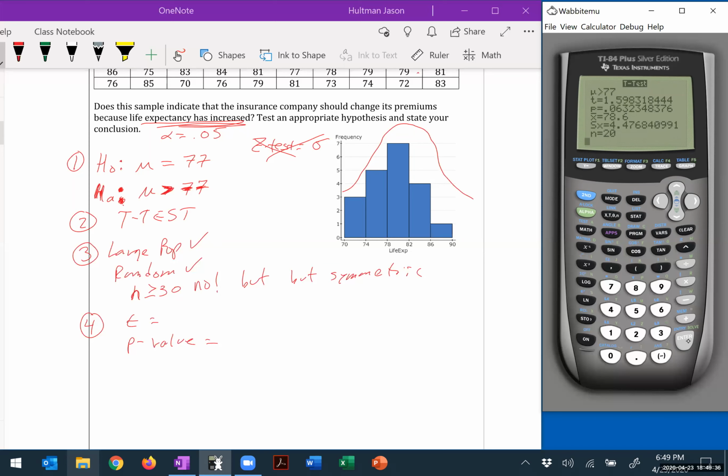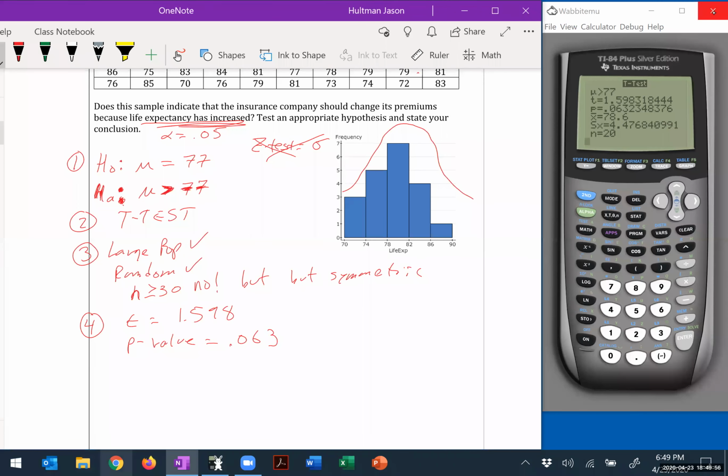And t comes out to be 1.598. And my p-value is 0.063. Okay, let's do this on StatCrunch real quick.